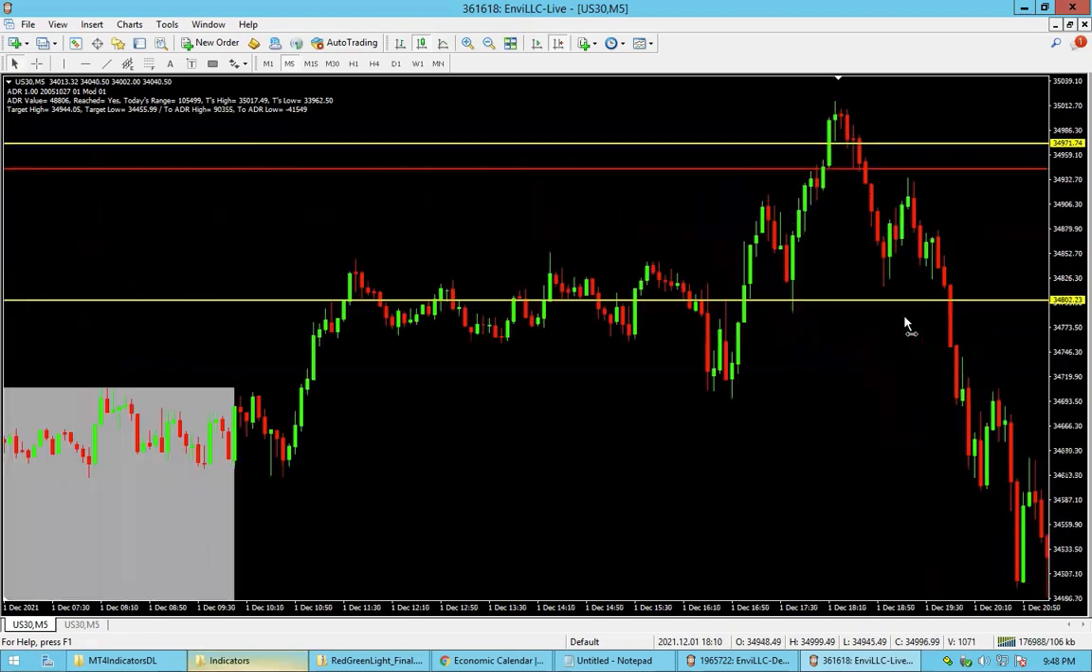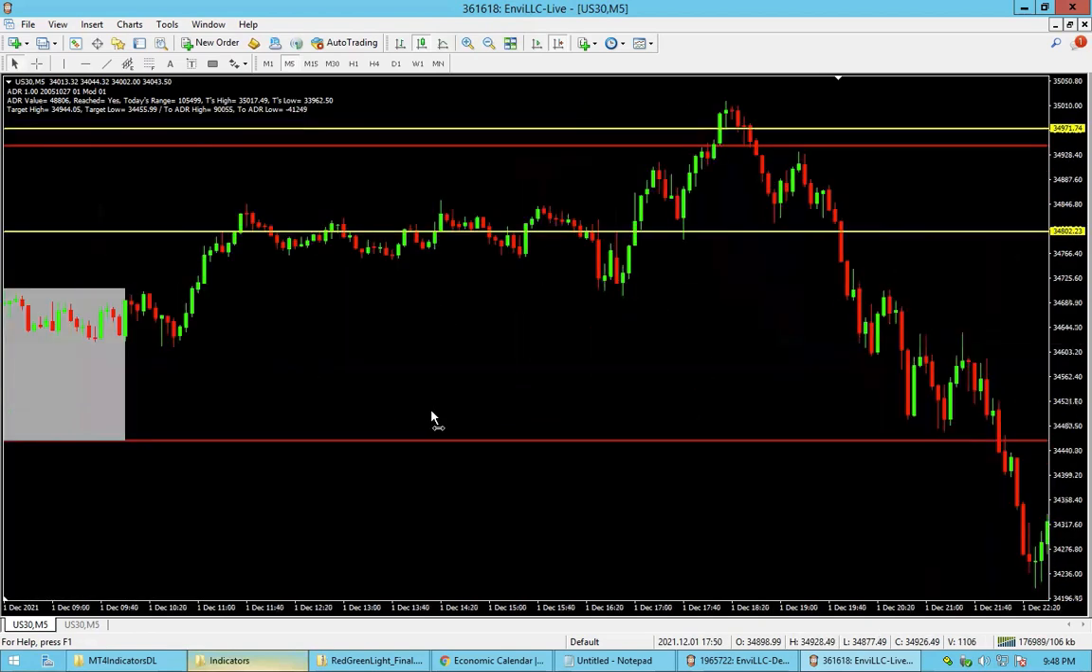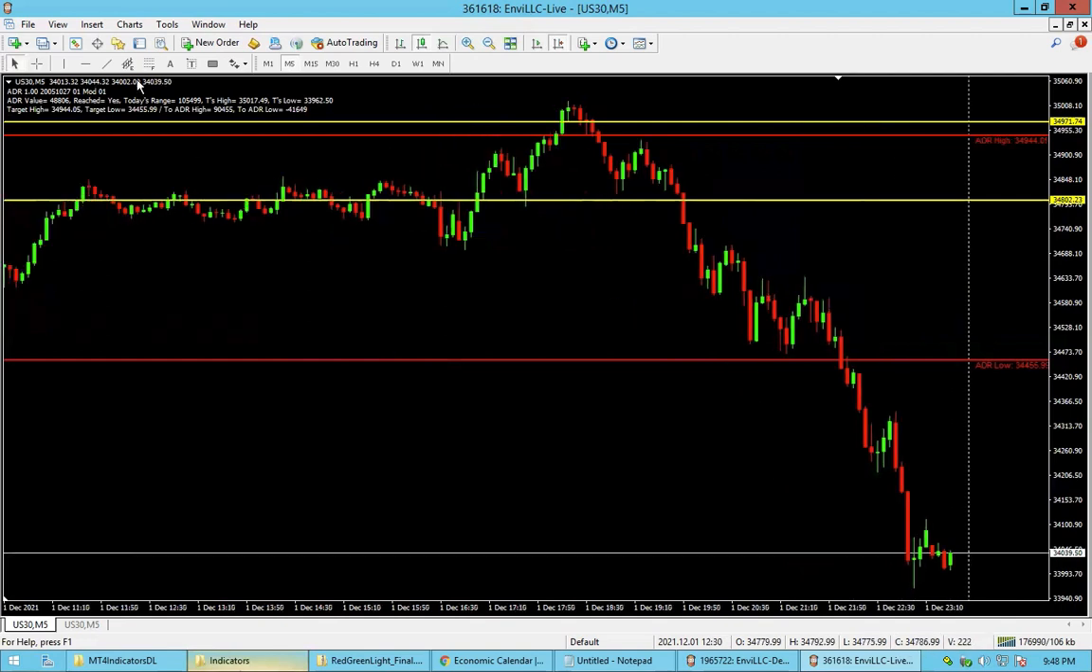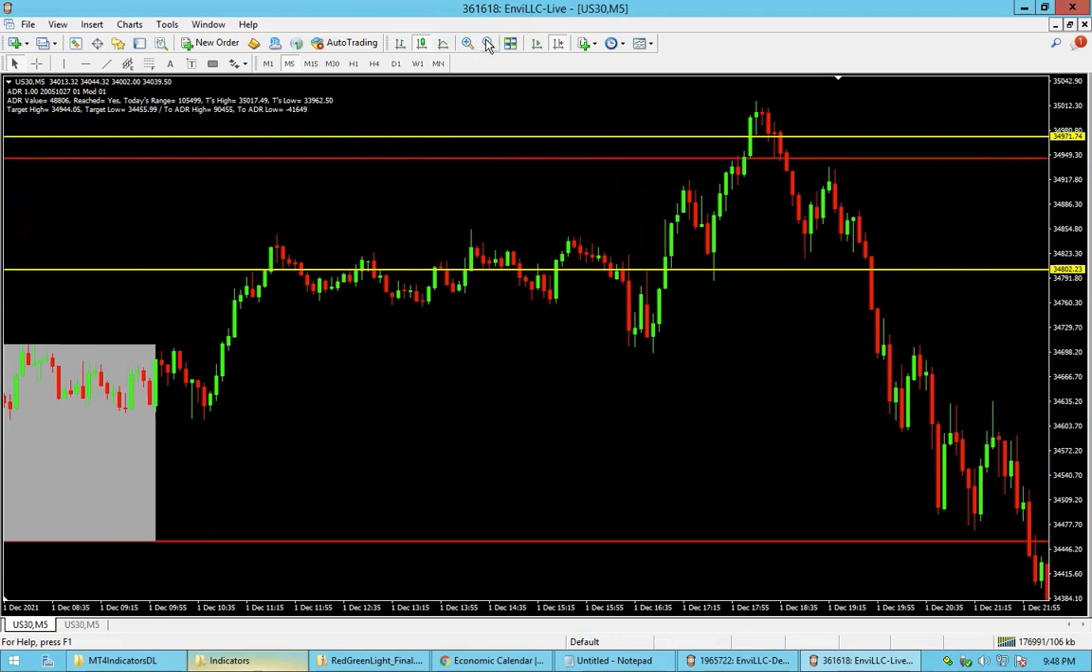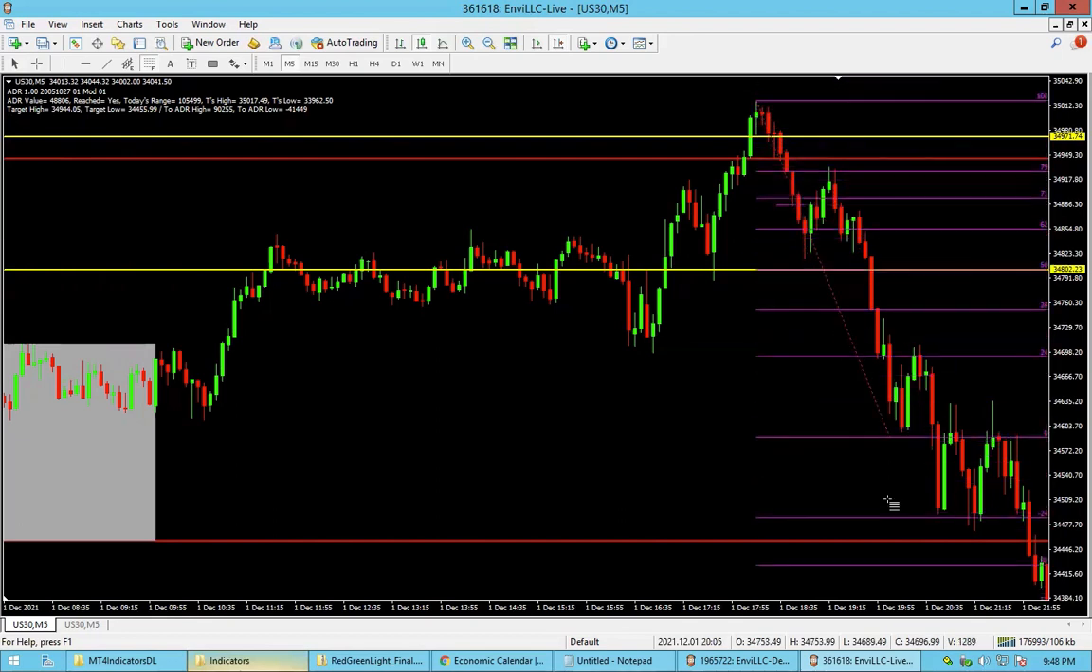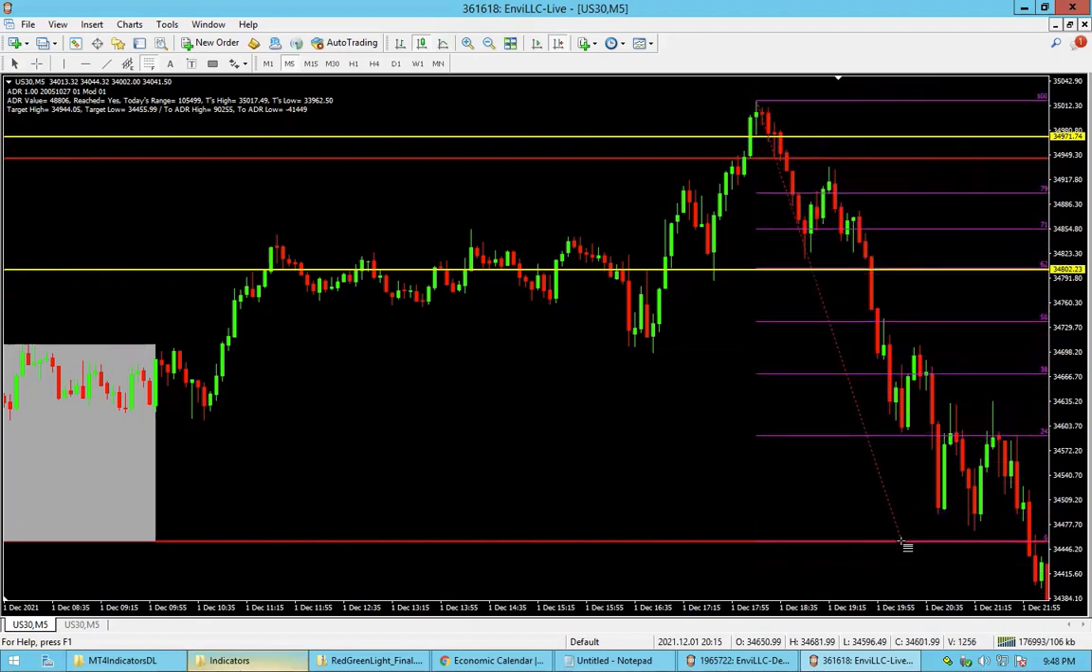All right, because after this uptrend here, I'm expecting a downtrend. So let's go throw the Fibonacci on. Let me zoom out a little bit here. I'm going to go from swing high to swing low. And that swing low is going to be right here because that's the bottom of Asia session.